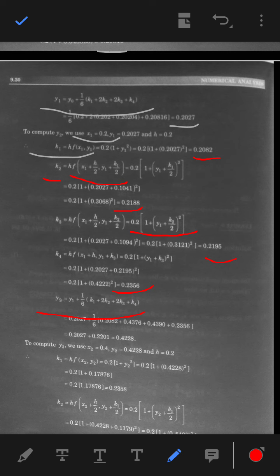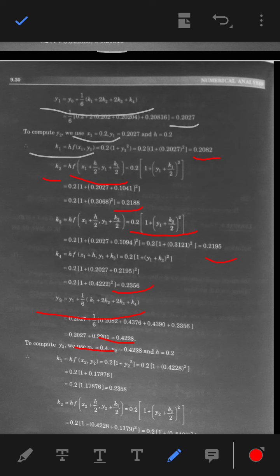So we put these values here to find the value of the function at 0.4. So this is the required value. Now we have computed the value of y2. Now we are to again find the value of y3, that is at 0.6. So we will use the values of x2 and y2 for solving these.